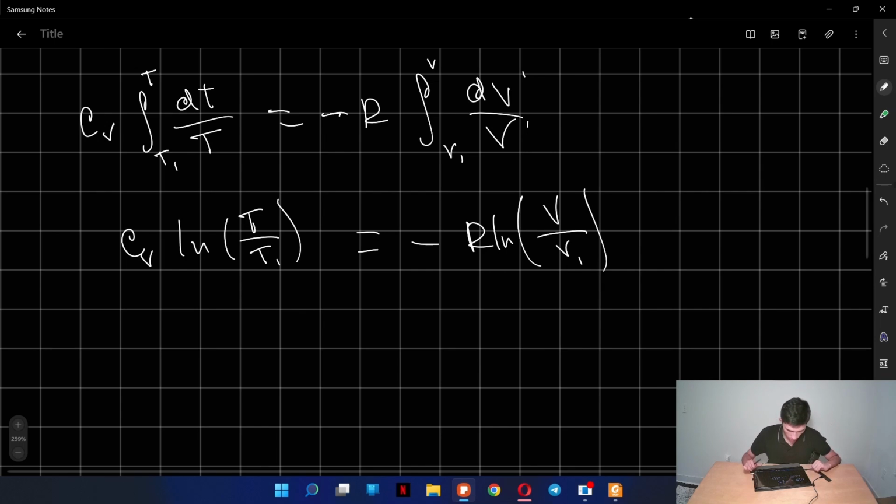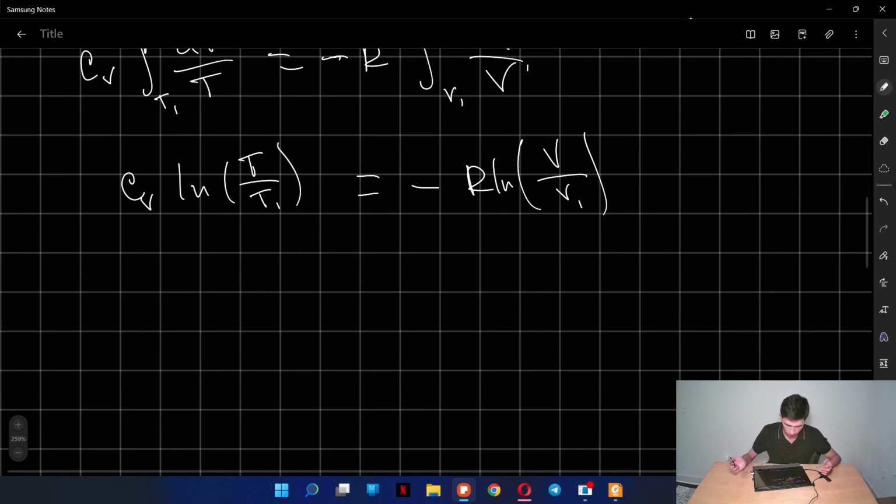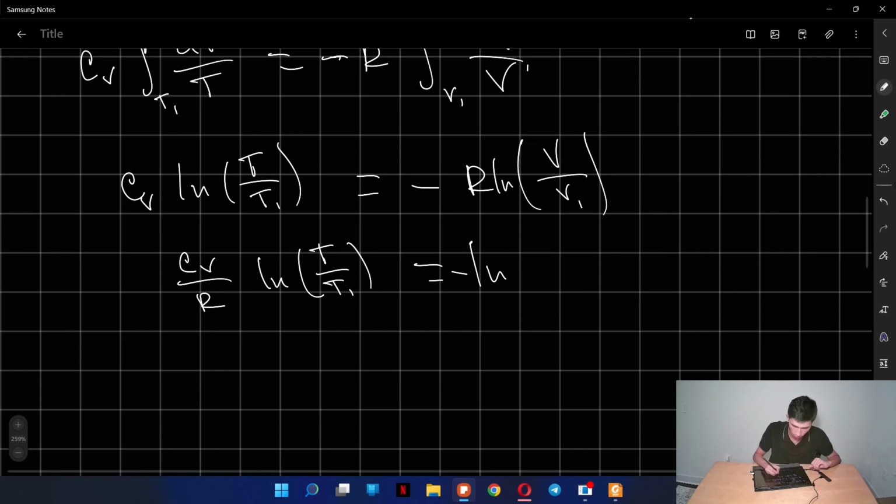The next step is to change how it looks a bit. I'm going to divide both sides by R. And what I'm going to have is the specific heat at constant volume over R times ln of T over T initial equals negative ln of V over V initial.